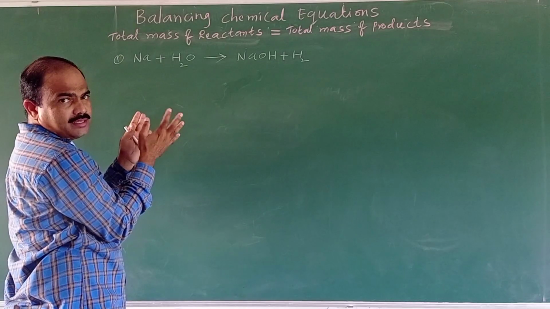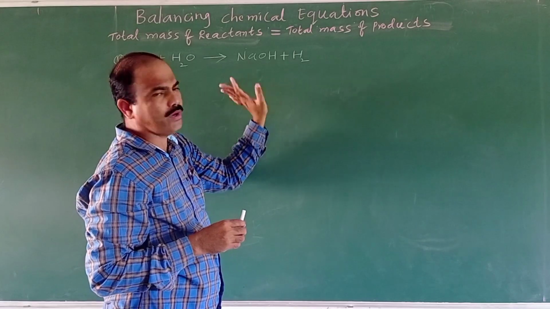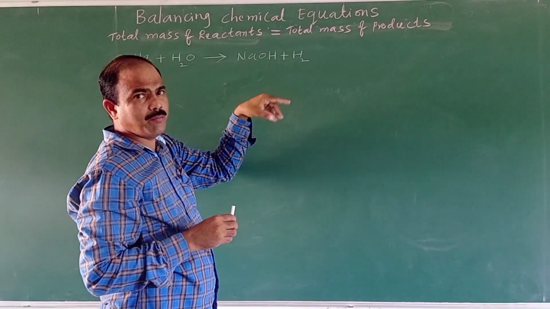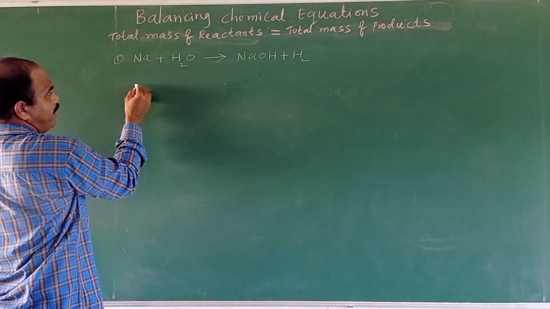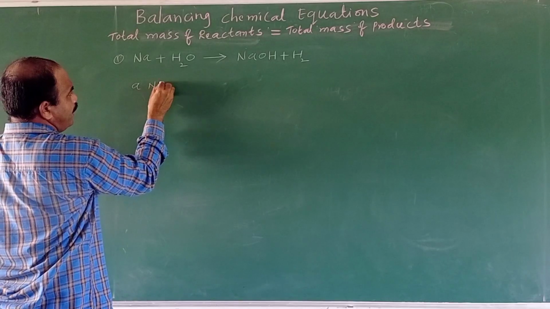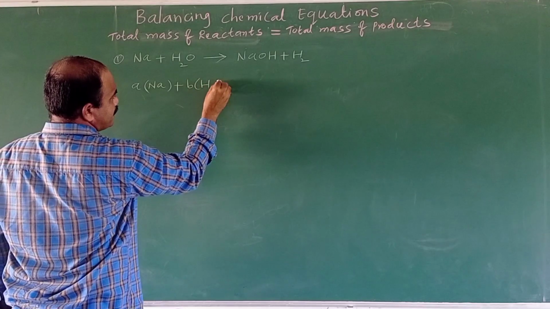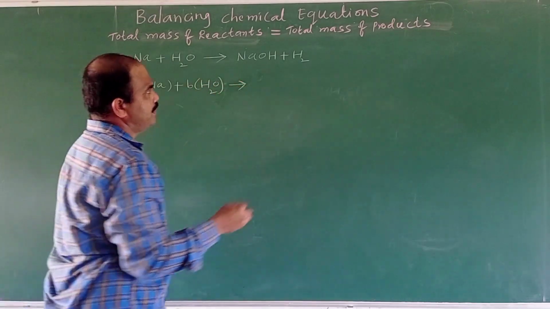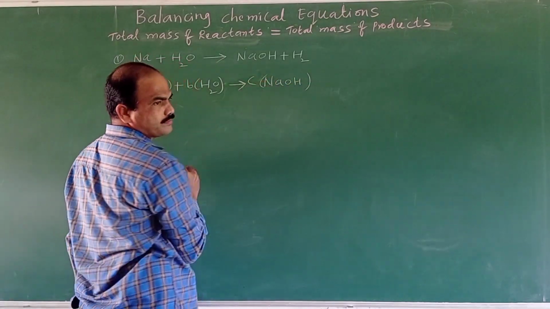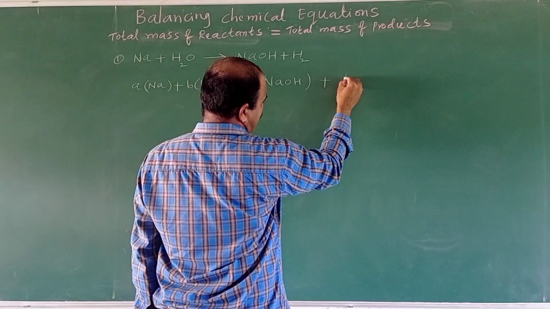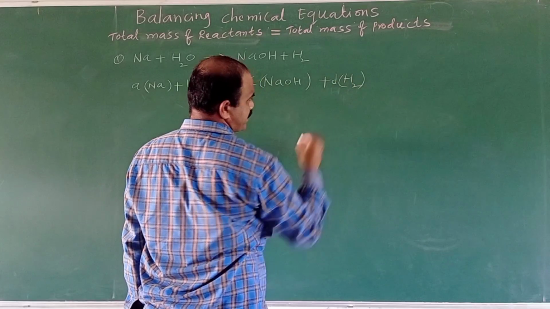These two reactants are multiplied with two quotients, and the products, how many products are there? Two products. These two products are also multiplied with two different quotients. So I am multiplying the sodium with the A quotient, and the water with the B quotient, and next the sodium hydroxide will be multiplied with the C quotient, and the hydrogen gas, not water, sorry, is multiplied with the D quotient.